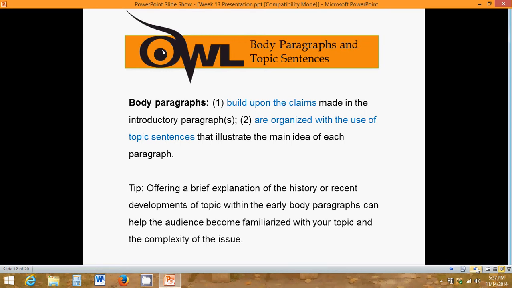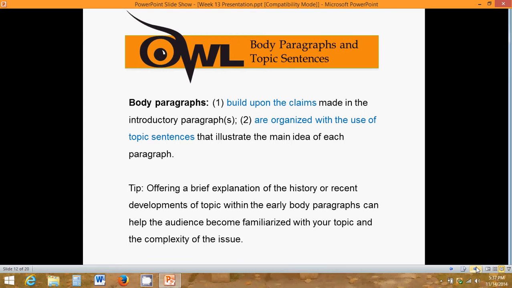Body paragraphs work very similarly to the entire essay format because they have a topic sentence, which is similar to a thesis statement. They have supporting details, which would be similar to body paragraphs, and they have a kind of wrap-up conclusion area too. So each element of a paragraph should illustrate that main idea spoken about in the topic sentence.